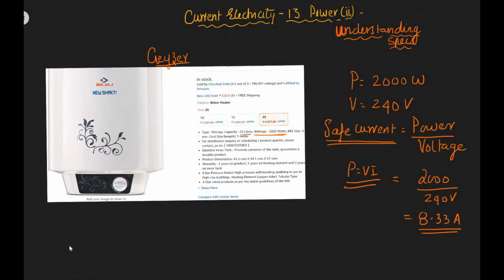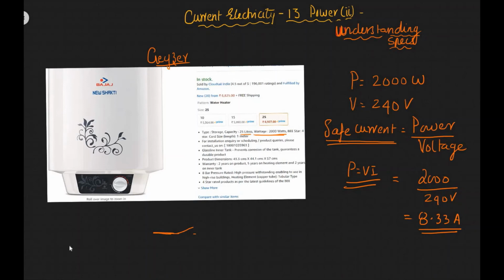So how do you ensure safety? By attaching a fuse with a current rating of 8.33 amperes. So you will look at that in your household circuit chapter. But let's see how it's done briefly.